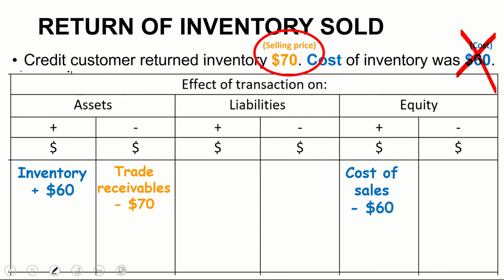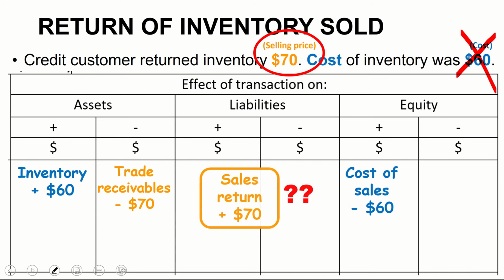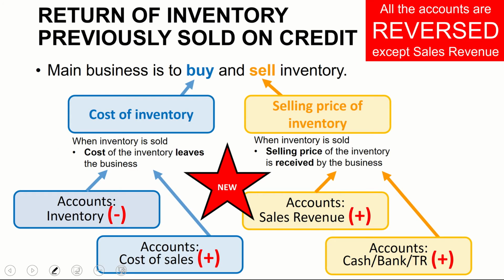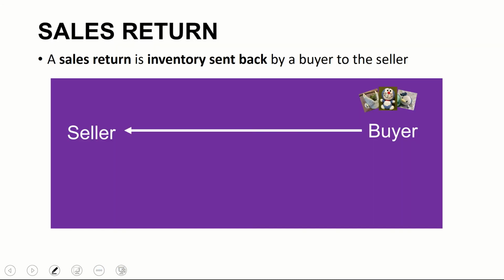Your customer is no longer going to pay you. What is the next account? What is the best friend? Sales return. But where are we going to put sales return? Just to let you know what sales return is: basically, sales return is inventory that is sent back by a buyer to the seller. It's as though he never bought it, and he sent it back to the seller.